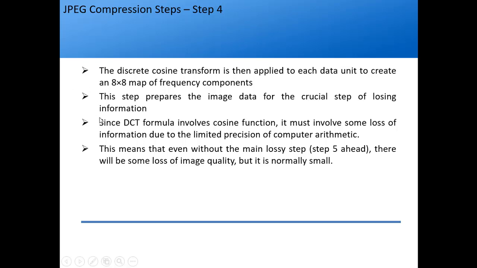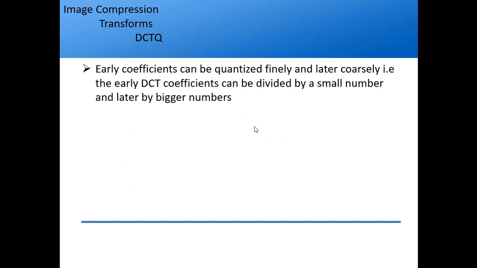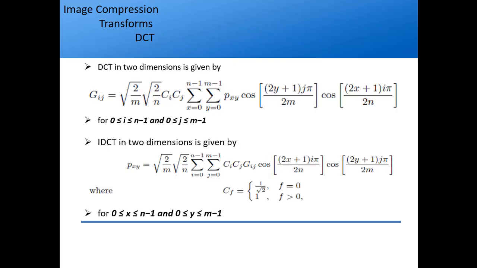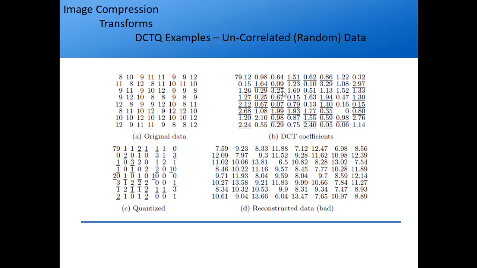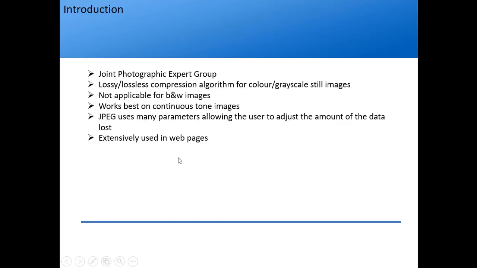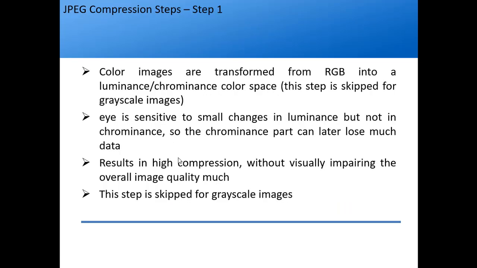But before going to quantization, which will be in step 5, what is further given? Since the DCT formula involves the cosine function, if you observe the formula of DCT, it involves the cosine function. Now what does cos theta lie between? It lies between -1 and 1. So it can take all the values between -1 and 1. So there is a question of precision. How many decimal places do you want to take? That depends on the computer, right? So that is a problem.